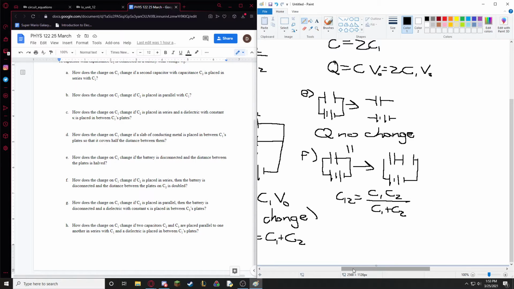So then the second part, we're going to disconnect the battery. And we know disconnecting the battery initially isn't going to change anything. And then we increase the distance between the plates on C2. How is that going to change the charge on C1 if the battery is disconnected?